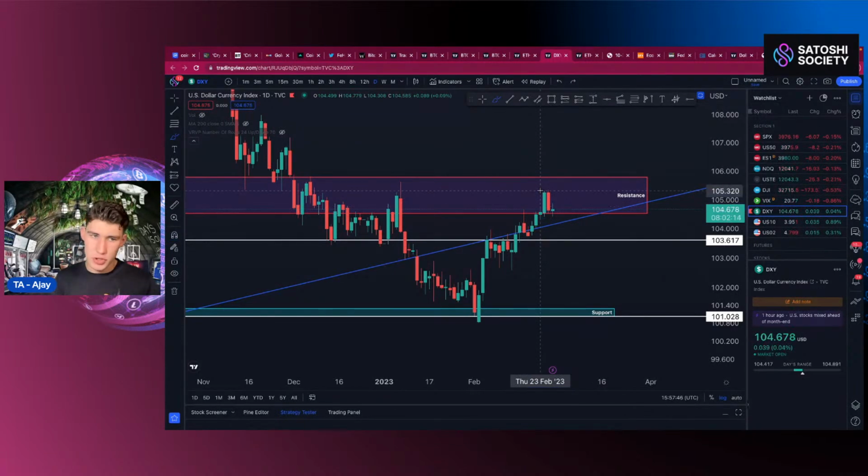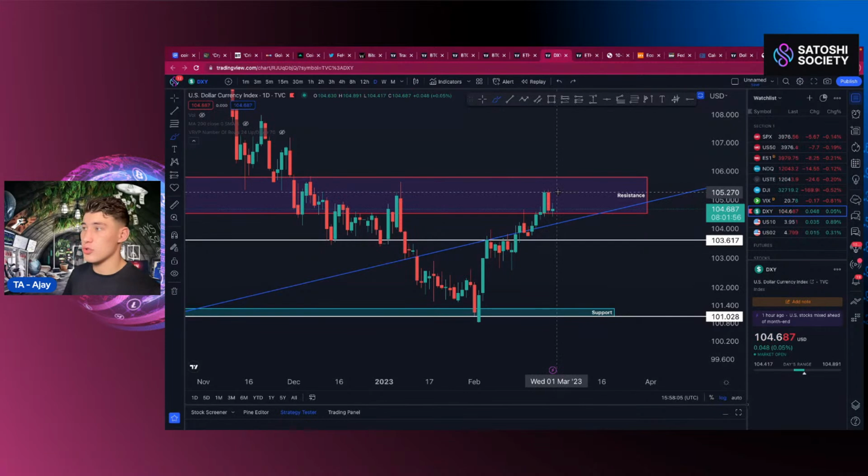So there is a possibility that we could get a harsh rejection from this resistance, which would be very, very bullish for Bitcoin. So if we got a rejection and we saw that the DXY was starting to pull back, we would most likely see the ES push towards the upside, and we would see Bitcoin push towards the upside as well.